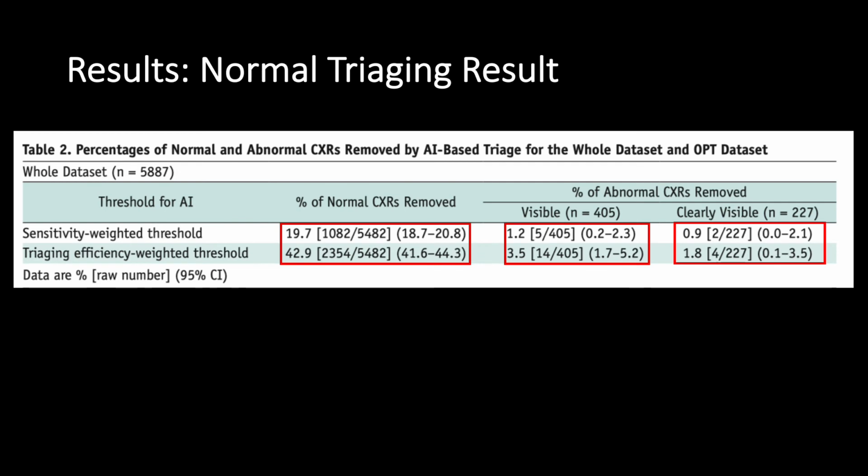At triaging efficiency weighted threshold, 42.9% of normal chest radiographs were removed at the cost of erroneous removal of 3.5% and 1.8% of chest radiographs with visible and clearly visible abnormalities. At sensitivity weighted threshold, 19.7% of chest radiographs were removed at the cost of erroneous removal of 1.2% and 0.9% of chest radiographs with visible and clearly visible abnormalities. So you can see that there is a clear trade-off between increasing sensitivity and the percentage of normal chest radiographs that are removed.